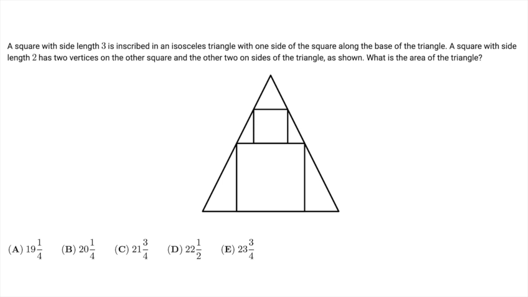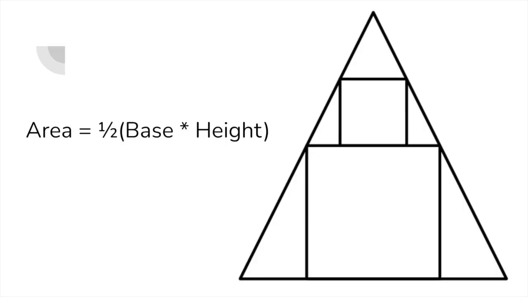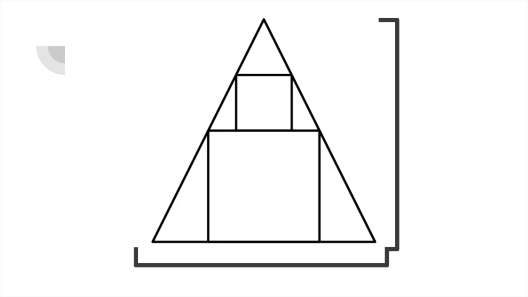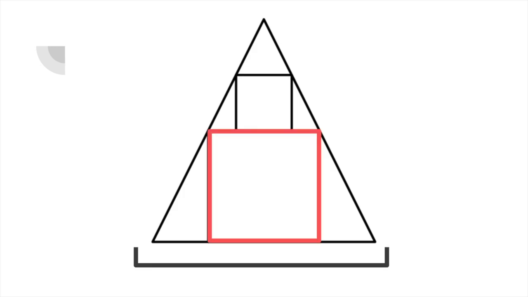We know that the area of a triangle is 1/2 times the base times the height, so we just need to find these two lengths. Let's focus on the base for now. We know that this square measures 3 on each side, so we can label 3 for each of our sides, and we just need to find this base. The rest of the base is seen here, so we can label that as x, as it's an unknown variable.